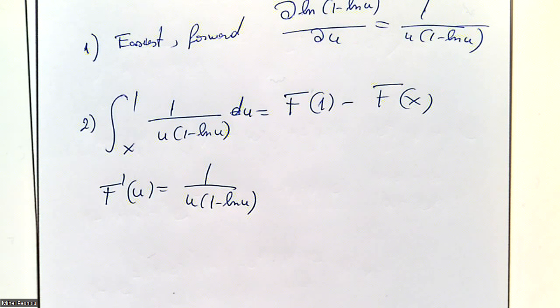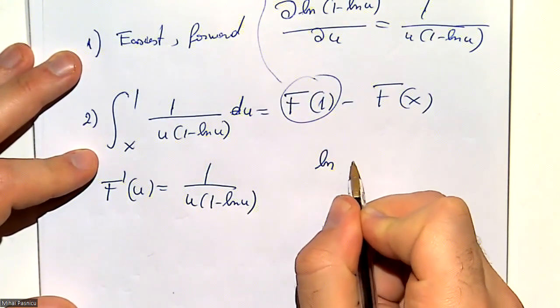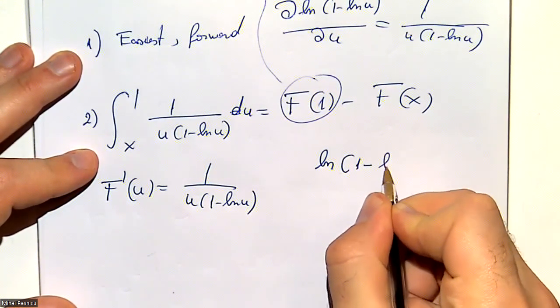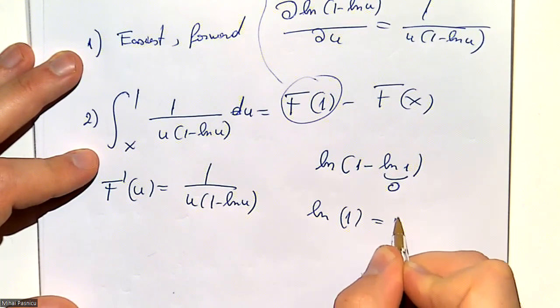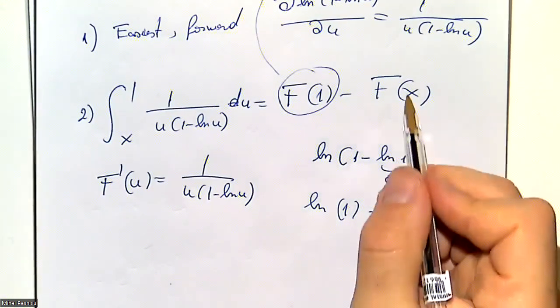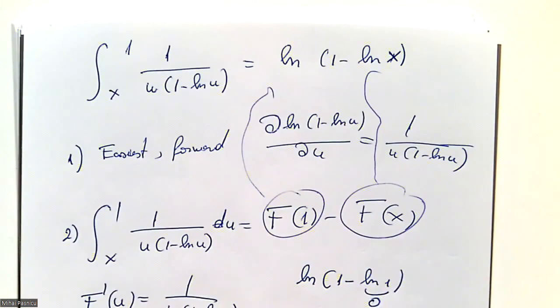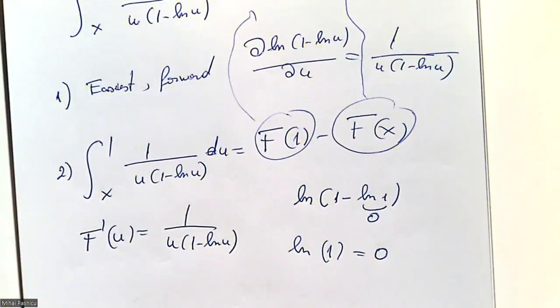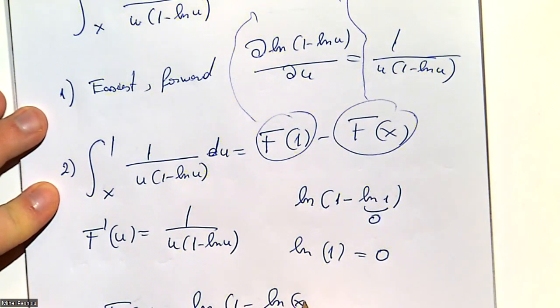So F is the antiderivative, the function I'm looking for. The derivative needs to be that. And the way I thought about it is, what happens if I put 1 here? I will get ln of 1 minus ln of 1. This is 0, so I get ln of 1. If this is 0, it means that F of x is just this thing, well, with a minus, but you know, I would have probably lost the point here myself, but it happens. So I can just conclude that minus F of x is equal to ln of 1 minus ln of x.